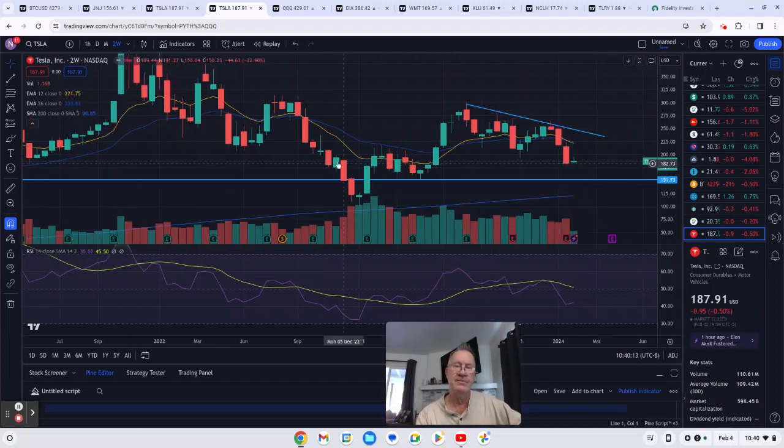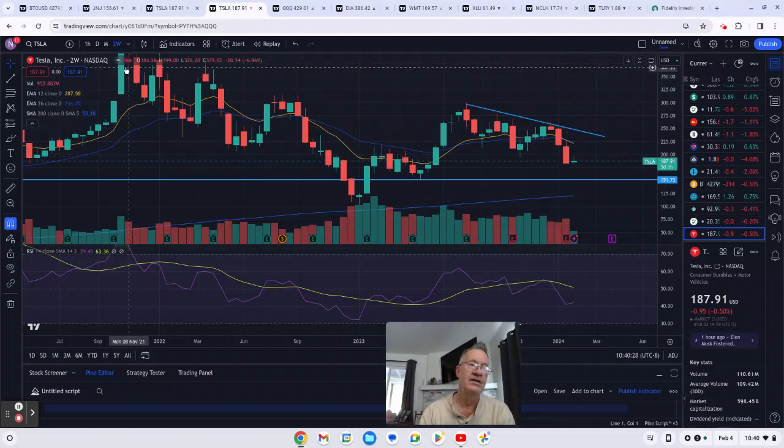This looks very similar to this. It's just taking a longer time to play itself out, but it is a flag, and it looks like it's lining up to create that higher low to that 150. And it will take time. It will take time for it to play out. So again, that's the 2-week chart. That's what that candle looked like.